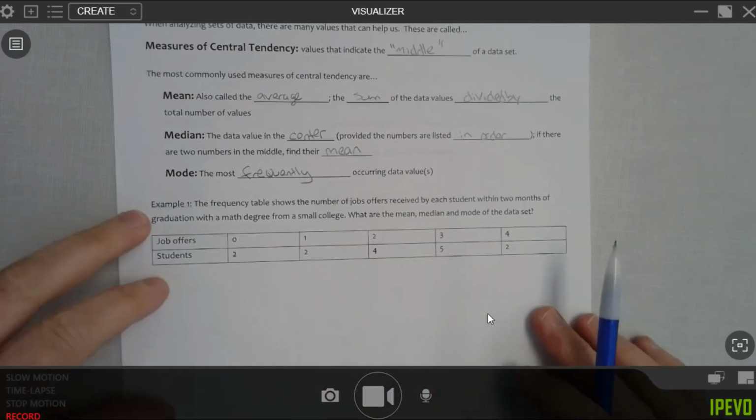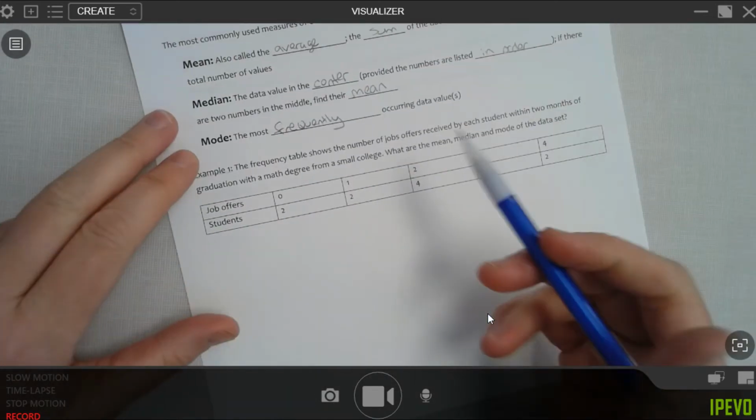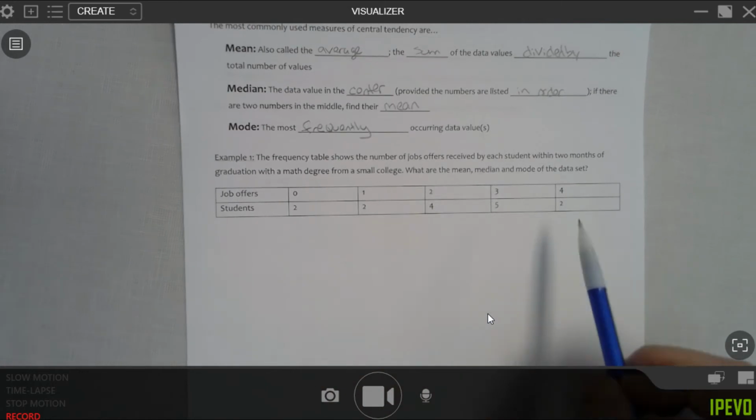So what we're going to do now, instead of just having some data values right here, we're going to have what we call a frequency table. So a frequency table tells you how often something happens. So instead of having to write out like 30 numbers, they put it in a table like this.